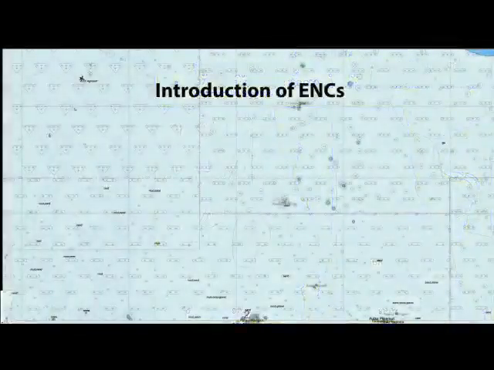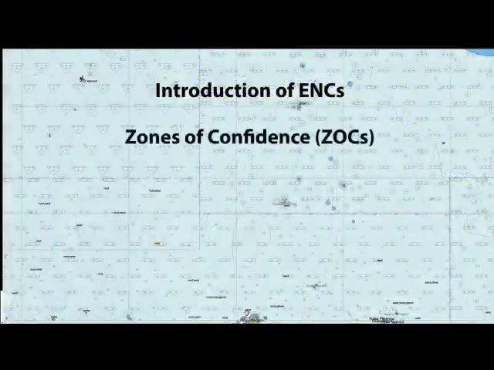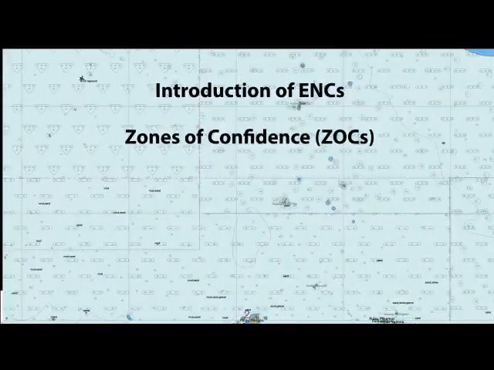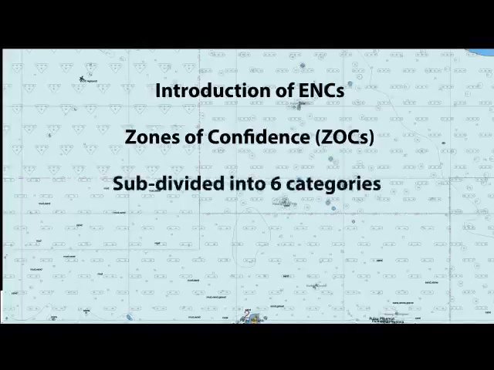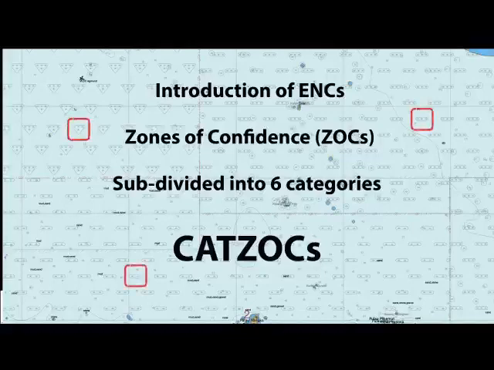At the introduction of ENCs, the concept of zones of confidence, or ZOCs, was also introduced. These were subdivided into 6 categories, commonly known as CATZOCs. 3 examples of those are shown in the background.